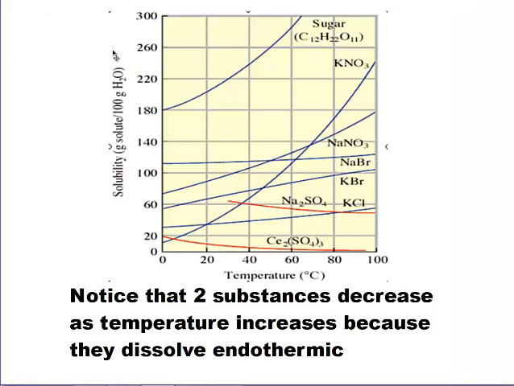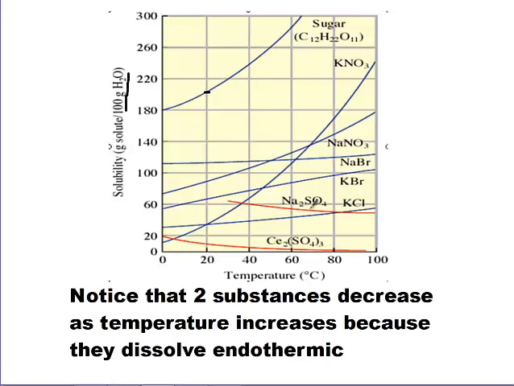So here we have a solubility graph. You should be able to read one of these. On the x-axis, we have temperature, and on the y-axis, we have solubility. How many grams will dissolve for every 100 grams of water in this case? So we could find a temperature at 20 degrees. We could have a little over 200 grams of sugar dissolved in 100 grams of water.